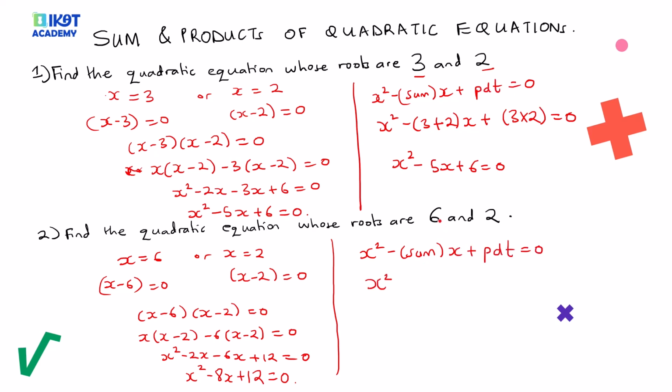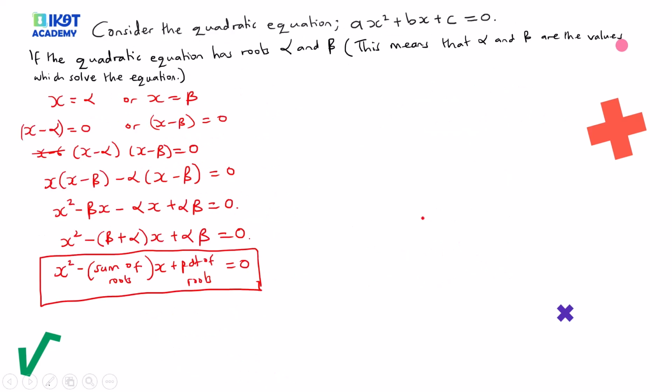If you have x squared, and the sum is 6 plus 2, minus 8x, plus what is the product? 6 times 2 is 12, equals 0. So that's why I'm saying this. Sorry, let's now come back.